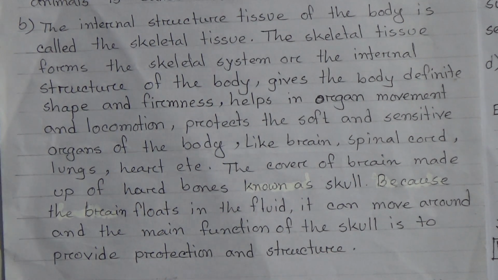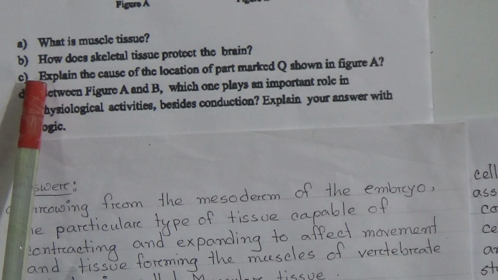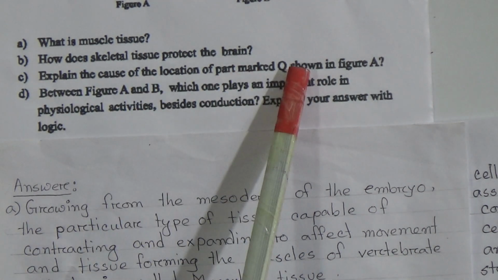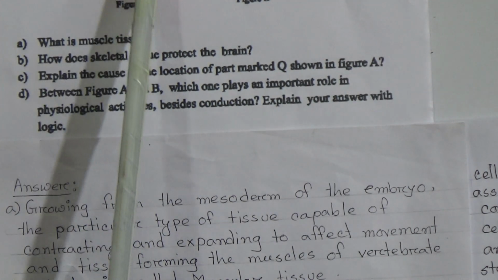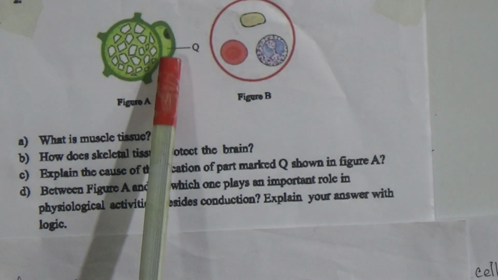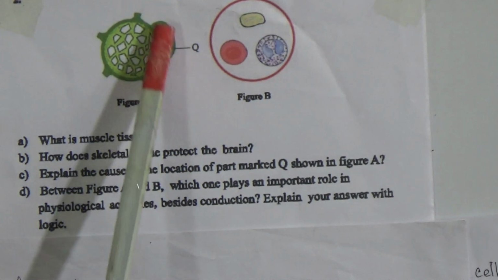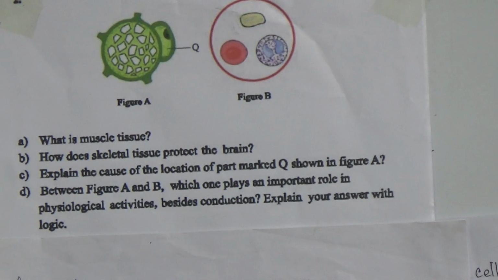Now come to question C. For question C, we need to see the question and the stem again. Explain the cause of the location of the part marked Q shown in the figure. This is the sieve cell and this is the companion cell, and the Q-marked cell is the companion cell. We have to explain why the companion cell stays along with the sieve cell in this way. Come to the answer.